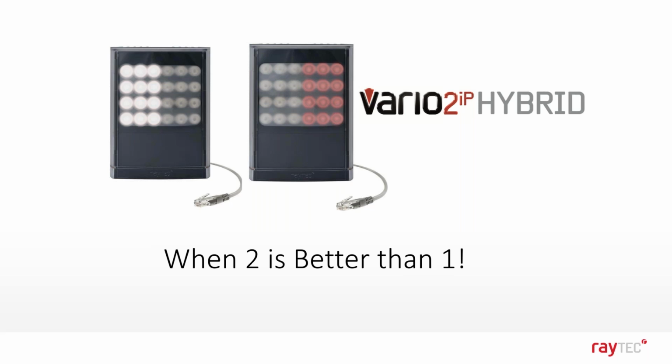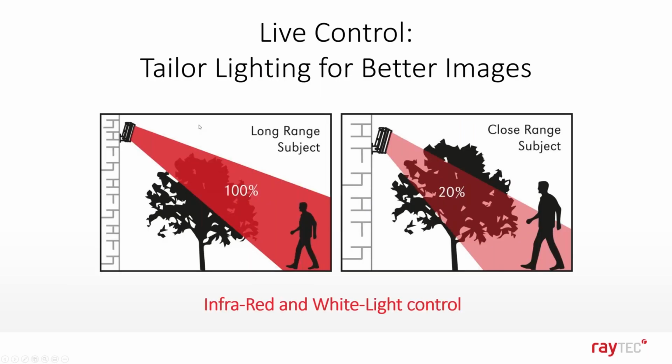We also have a fairly recent product, the Vario 2 hybrid. This is available in standard and also IP. What you get is two things in one: a white light and an infrared as well. In infrared, we can go distances beyond 300 meters, and with white light you typically get less distance, probably about 200 meters with the same power, but one product can cover both of them. So, an example of how that can be used.